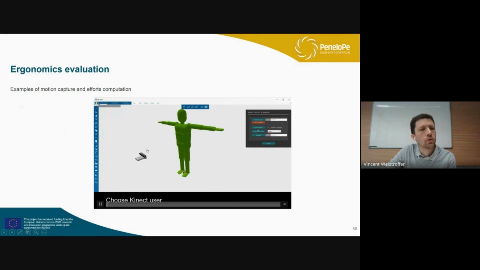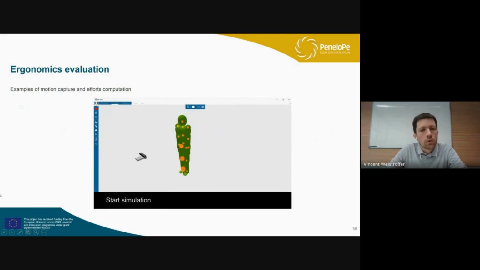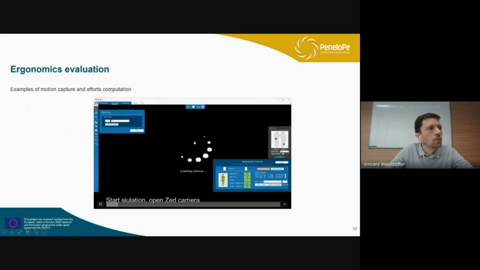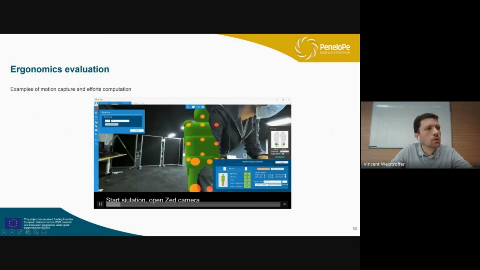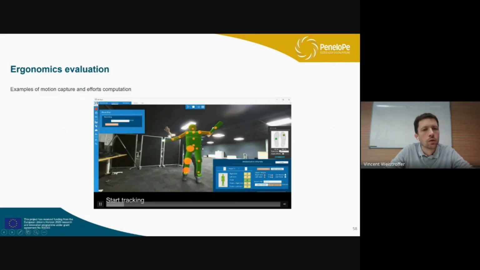Here I give you a short video example about motion capture that we did with the Kinect Azure camera. We also use insoles from Moticon. Those are insoles that you put inside your shoes, and these insoles give you data about the ground reaction force on the feet. So you have the center of pressure, and you also have the total amount of force deployed on each foot. That's what you see on the right of the video.